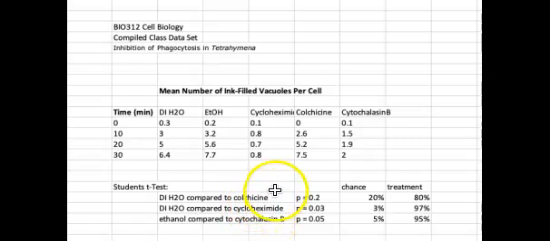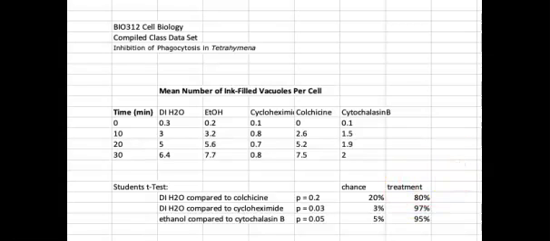When we treated the Tetrahymena cells with colchicine, the p-value tells us that any differences that we saw between the control group and the colchicine group, there was a 20% probability that those differences were due purely to chance. That means there's an 80% probability that those differences were statistically significant, that those differences were due to the treatment itself.